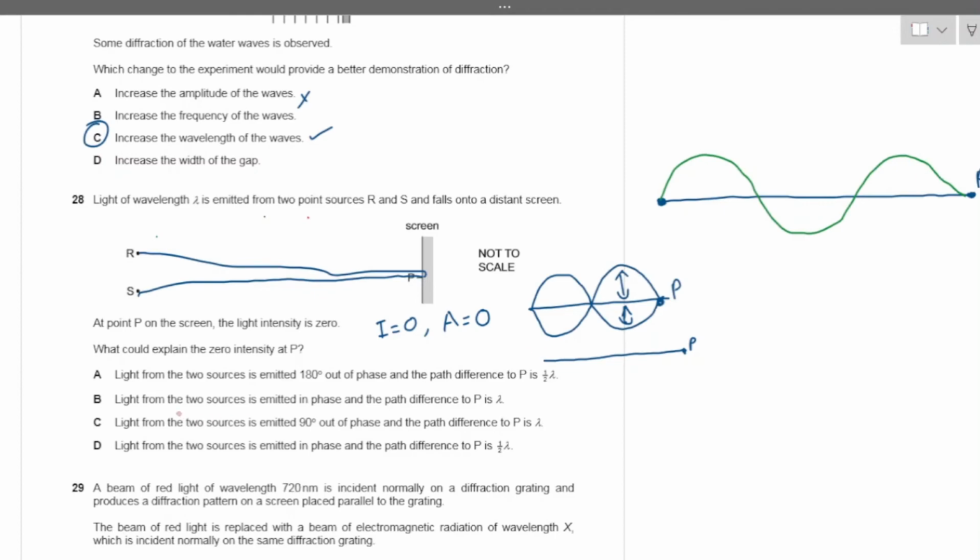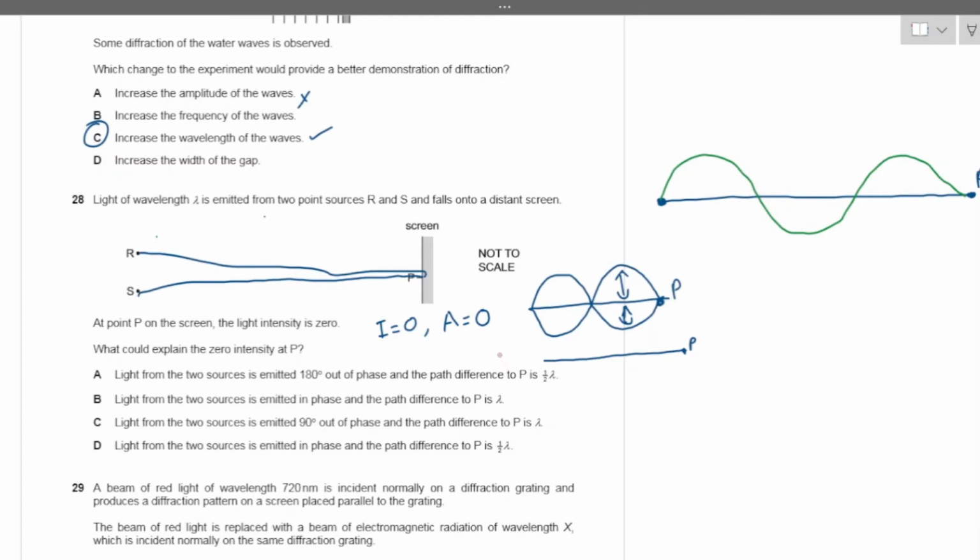Then we have option B, light from two sources emitted in phase and a path difference of lambda. Again, that won't make any change. If they are being emitted in phase, then even with a whole lambda difference, they're still overlapping. Same case with option C. If you're emitting it 90 degrees out of phase, the wave S would start somewhere over here. And again, it would overlap if you're having half a lambda or 1 lambda in fact.